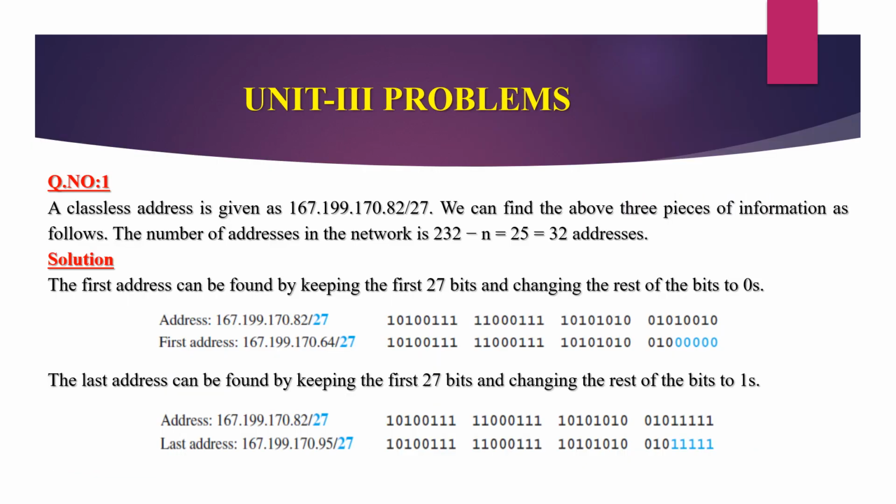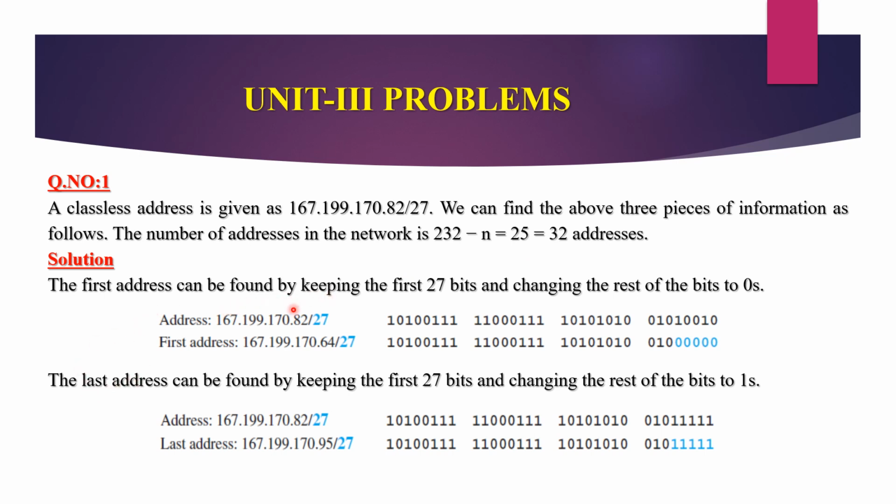Problems in Unit 3. The first problem: a classless address is given as 167.199.170.82/27. We can find the three pieces of information as follows. The number of addresses in the network is 2^(32-n), that is 2^5, which is equal to 32 addresses. So we can find the first address as well as the last address.